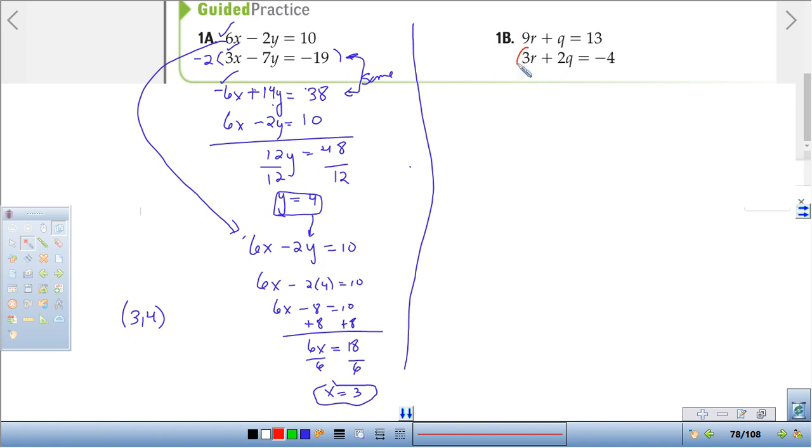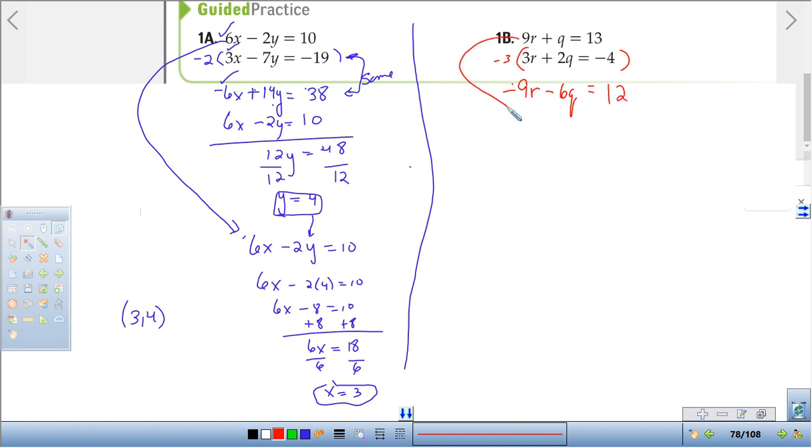Since I have more room, I'm just going to pick the bottom one. You know what I mean? So I multiply this one by a -3. This gives me a -3r. Ooh, my bad. Negative times negative is a negative, and this becomes a 9r. Negative times a positive gives me a negative, and this gives me a 6q. Negative times a negative gives me a positive 12.